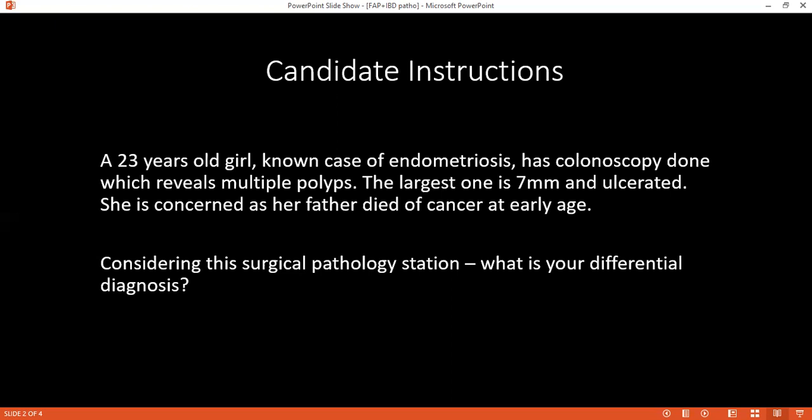One question that we can ask: it says that the largest polyp was 7 millimeter and ulcerated. What is an ulcer? An ulcer is a breach in the continuity of the lining of the epithelium. If there is an ulcer and it is necrotic, what do you understand by that? It means that there is a tumor.